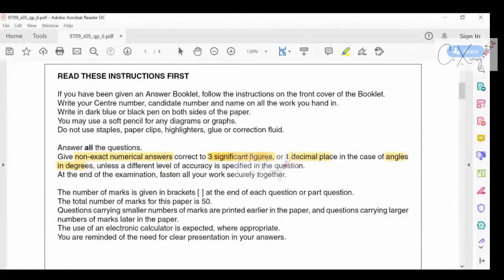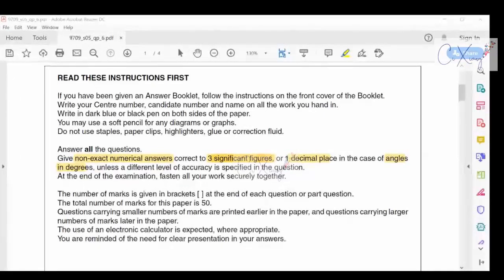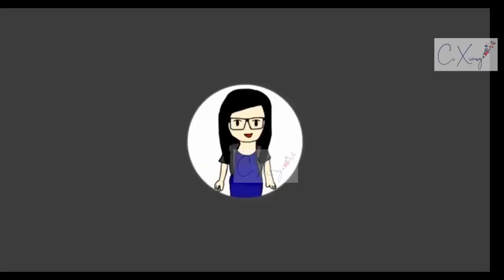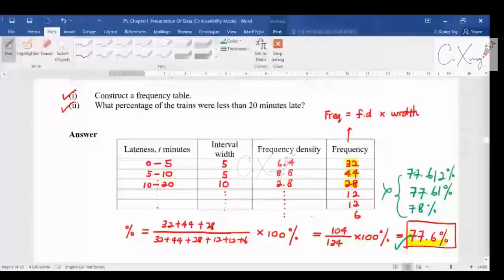So when you pressed the calculator just now, you realize that the value is very long, because it's 0.776119403. It is a super long answer. Of course, you could write a super long answer, but your final answer should be in 3 significant figures, which is 77.6 only.